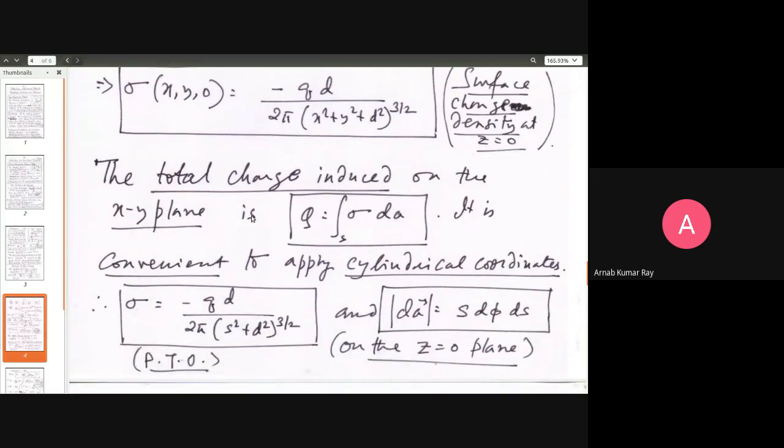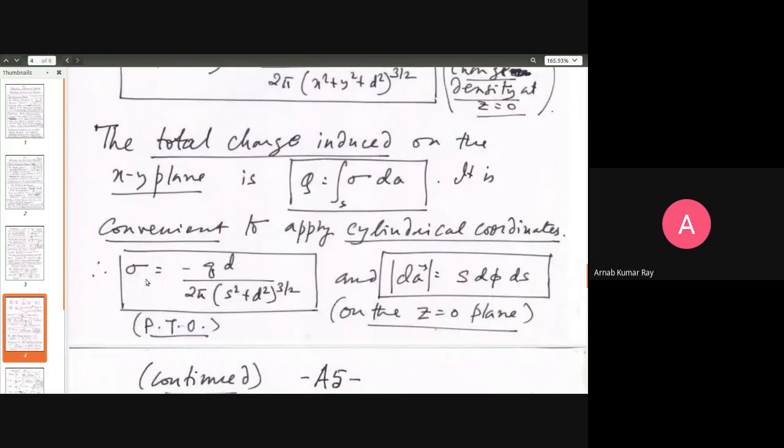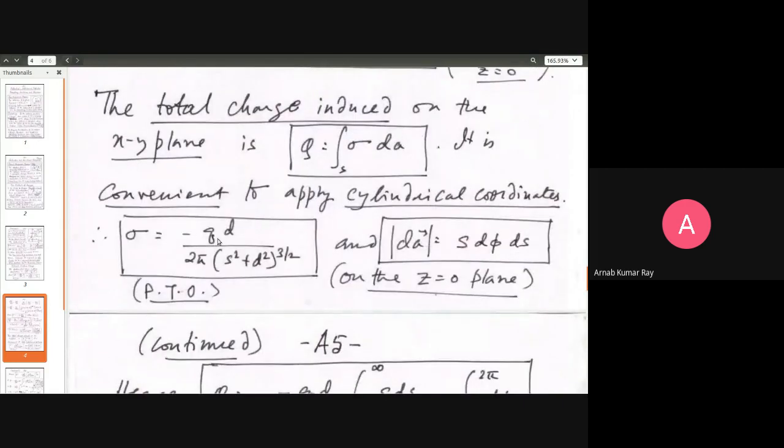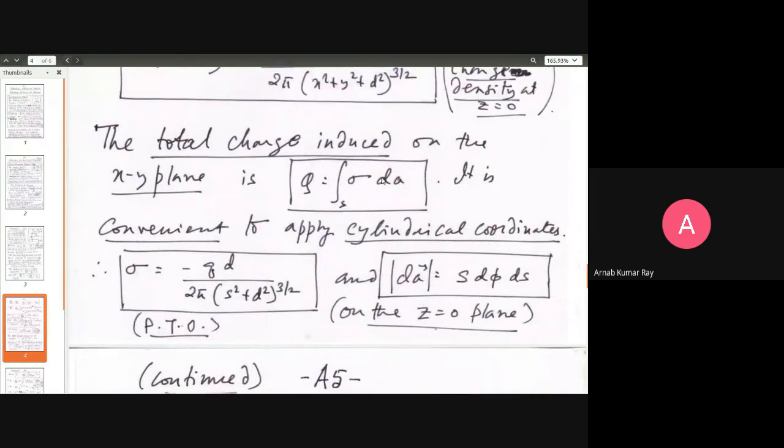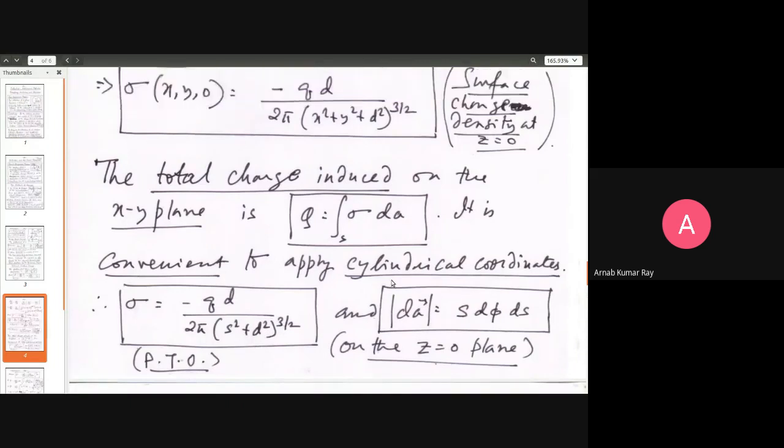The total charge induced on the xy plane, Q, is the surface charge density times the surface area element, and then taking the full surface integral. It will be convenient to apply cylindrical coordinates. X squared plus y squared is equal to s squared. So surface charge density will be equal to minus qd by 2 pi times s squared plus d squared to the 3 halves. That is what we are doing. And what about dA? dA will be, on the z equal to 0 plane, the disk of a cylinder, s d phi ds.